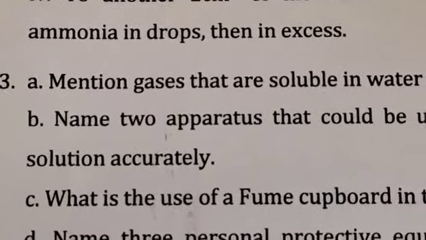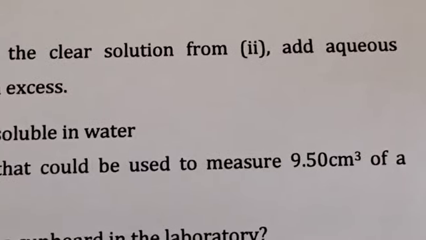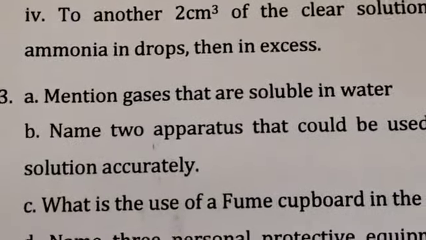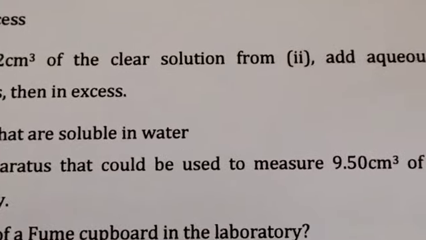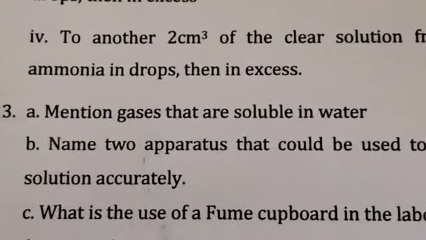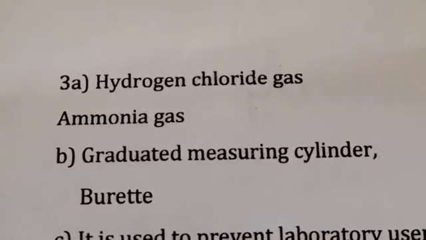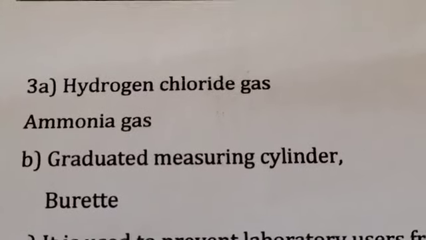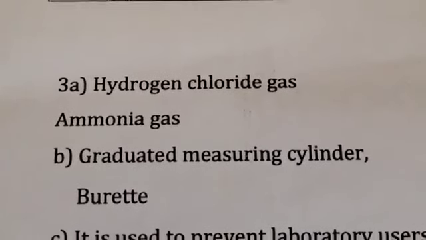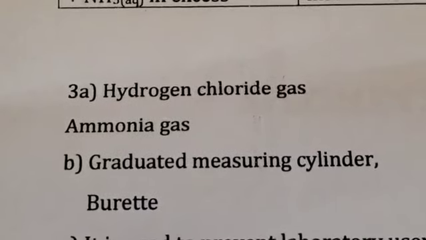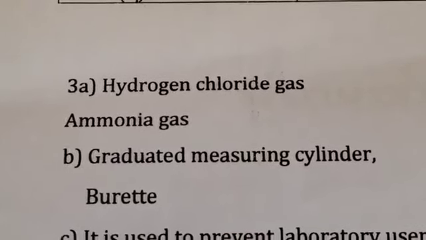3B says, name 2 apparatus that could be used to measure 9.50 cm³ of a solution accurately. Let's go to the solution. The answers are graduated measuring cylinder and burette. Please, not pipette. You cannot use a pipette to measure 9.50 cm³. What a pipette delivers is only 20 or 25 cm³ of a solution.